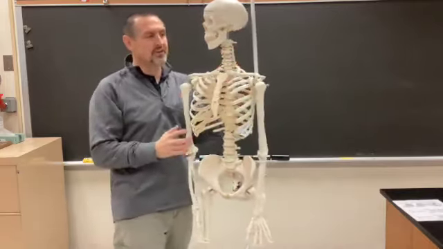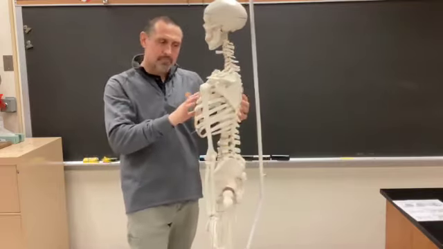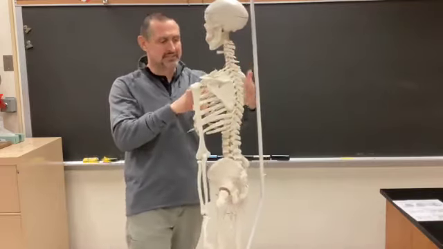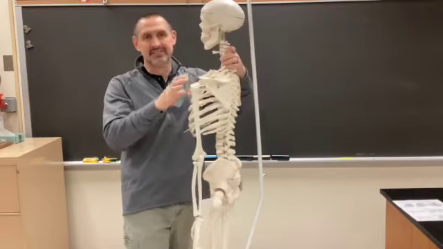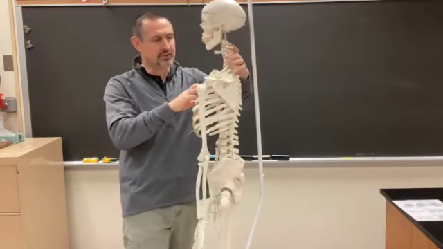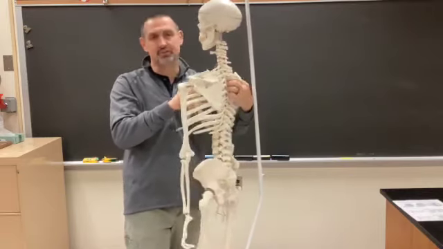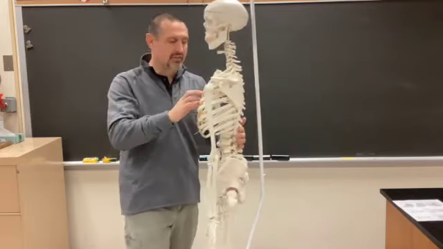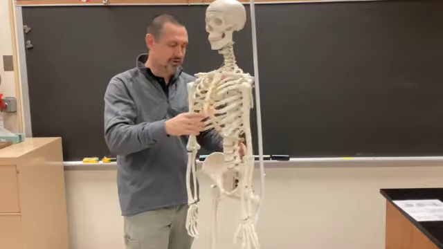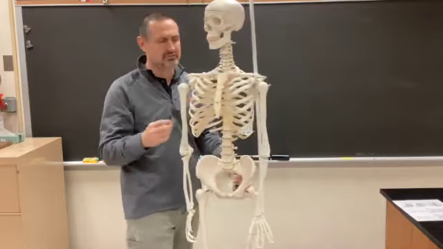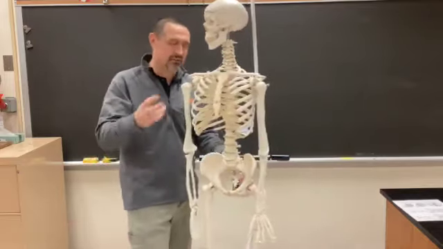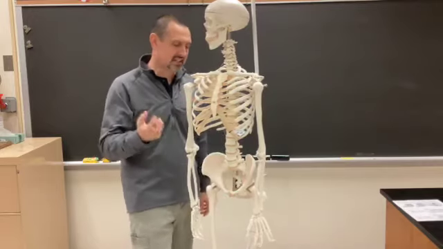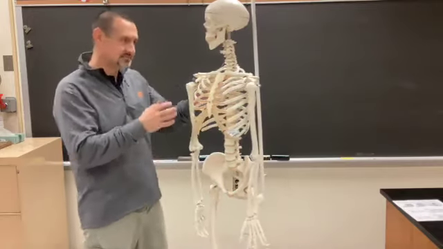To remember the number of vertebrae, think of it like meals, breakfast, lunch, dinner. Breakfast at 7, there's 7 cervical vertebrae. Lunch at 12, there's 12 thoracic vertebrae. And then dinner at 5, there's 5 lumbar vertebrae. And then the sacrum, those bones are fused. There's 5 bones that are fused there. And then the coccyx, again, those bones are fused.